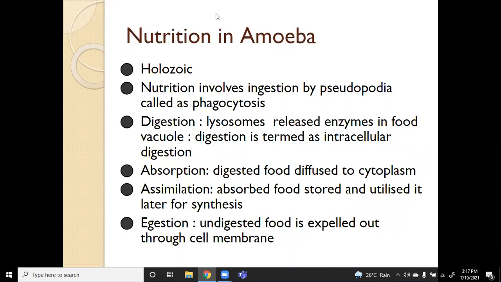It is the same as the case with paramecium. Paramecium is also unicellular. It also has nutrition of the holozoic form. We also have the same 5 steps: ingestion, digestion, then absorption, then assimilation, and last is egestion. You can just correlate it with your 4 fingers and thumb. So all 5 steps are important. Each and every step is important.